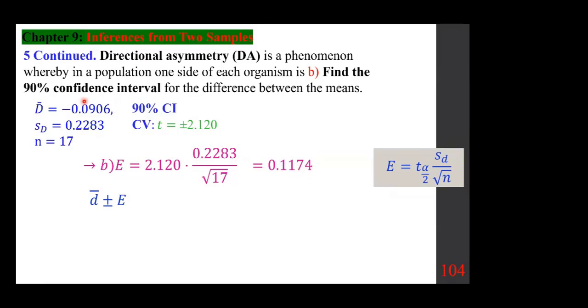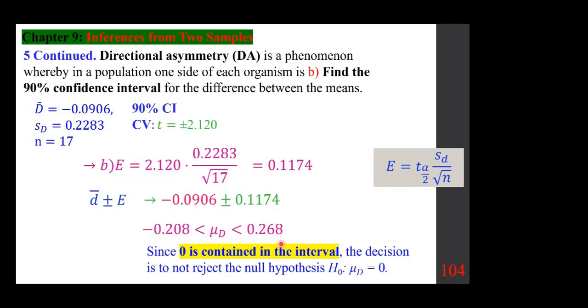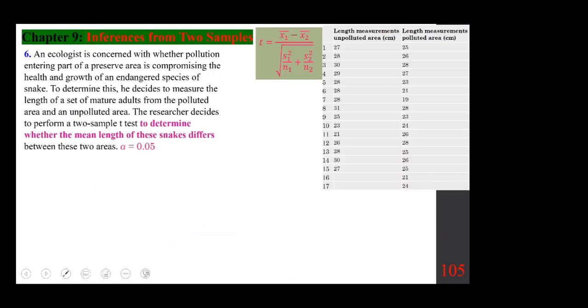We are going to subtract this from it, and we're going to add to it. Just like x bar plus minus E, this is D bar plus minus E. That gives us the values between a negative and a positive, negative 0.208 and positive 2.68. Since 0 is contained in the interval, the decision is not to reject the null hypothesis, in other words, H sub 0, mu sub D equal to 0. That gives us the same result as before. The TI calculator, of course, can be used as well.